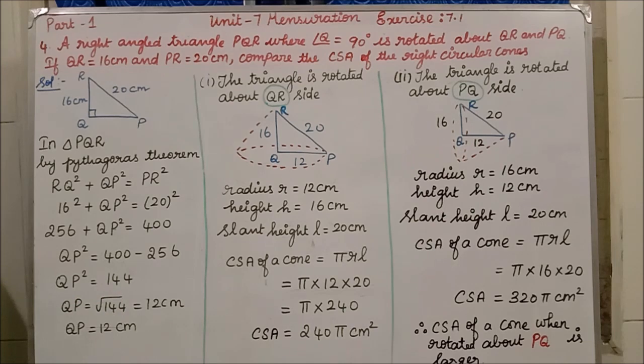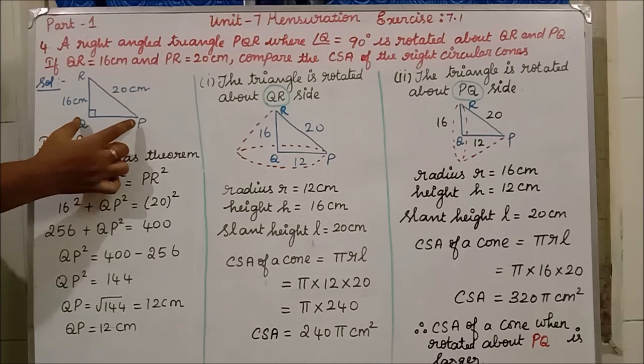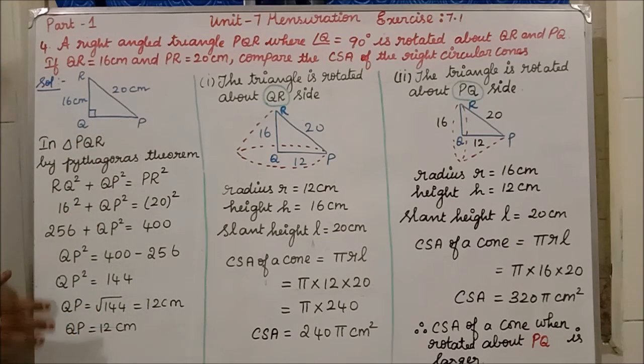Now I am taking the square root of 144. What value will I get? I will get 12 centimeter. So QP is equal to 12 centimeter I have got. Now using the Pythagoras theorem, we have got the QP side. Now we know all the three lengths, isn't it?